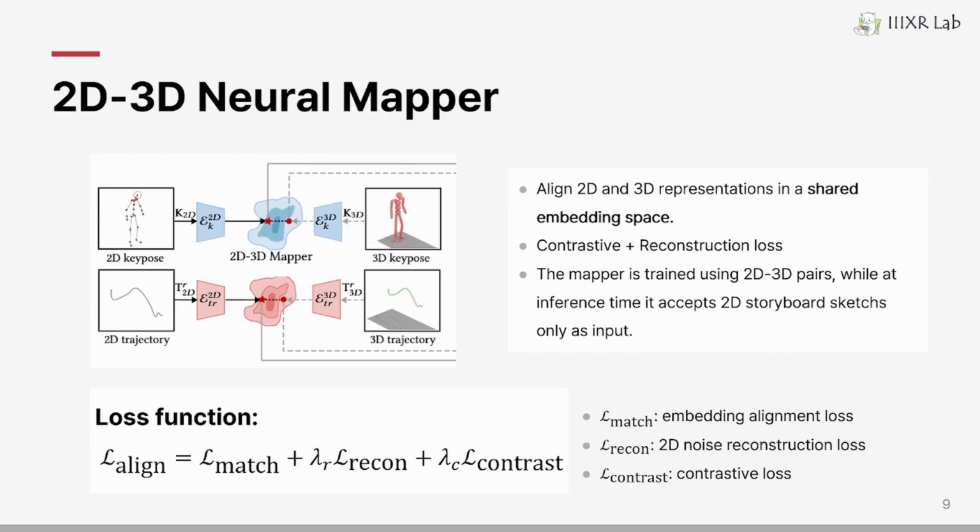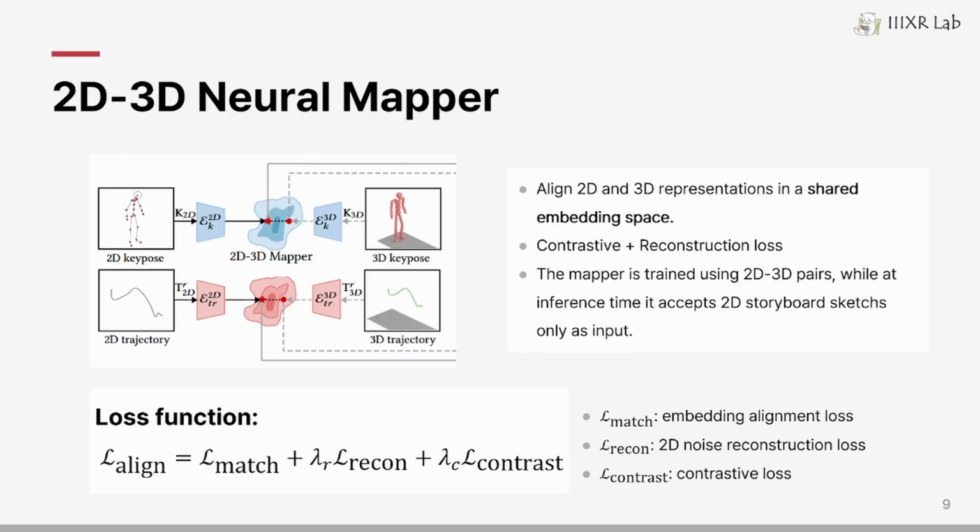Next, the 2D-3D neural mapper addresses the domain gap between 2D and 3D data. The mapper aligns 2D sketches and 3D motion representations in a shared embedding space. It is trained using both contrastive and reconstruction losses, encouraging the network to bring paired 2D-3D samples closer in the embedding space while maintaining structural integrity.